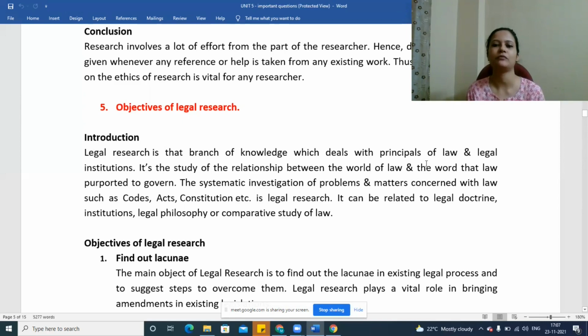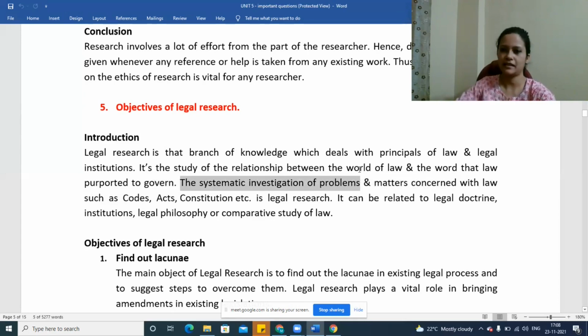Apart from that, we also want to know the world. Is it India? Is it one certain specific state? Is it a certain specific district where the law applies? That also we may try to study with the help of legal research. It is nothing but a systematic investigation of problems and matters concerned with law.